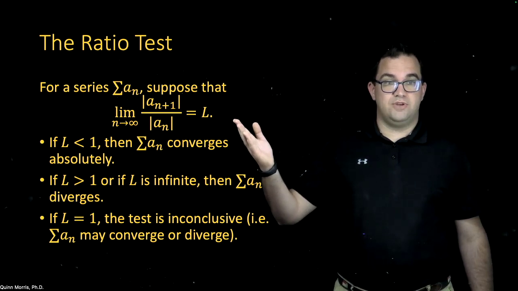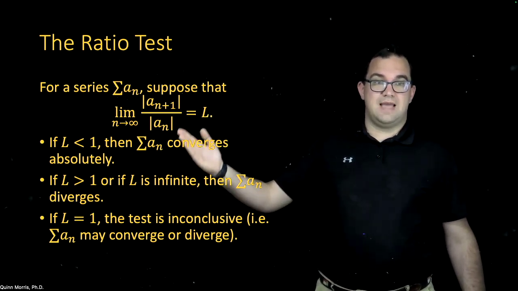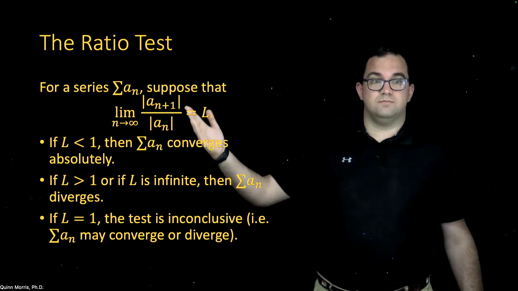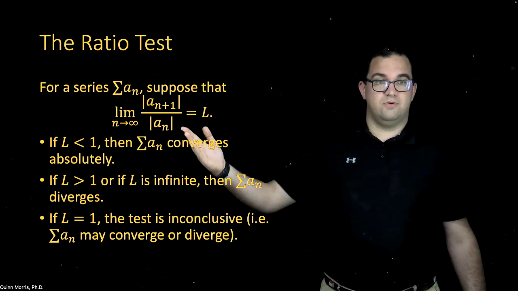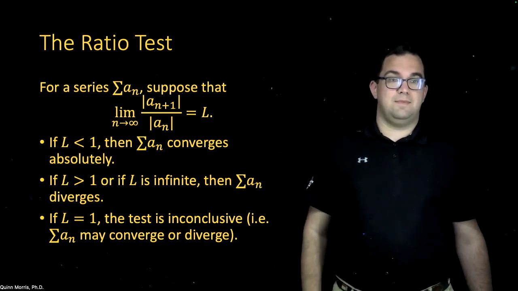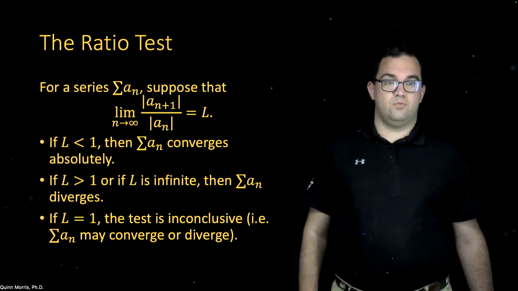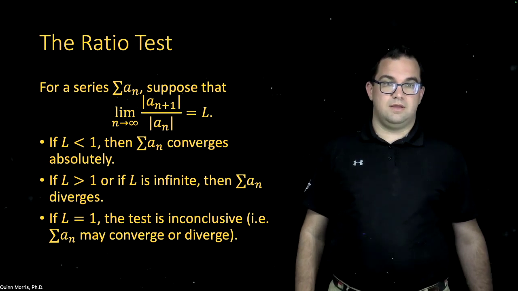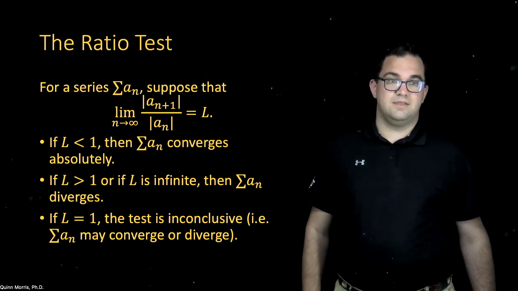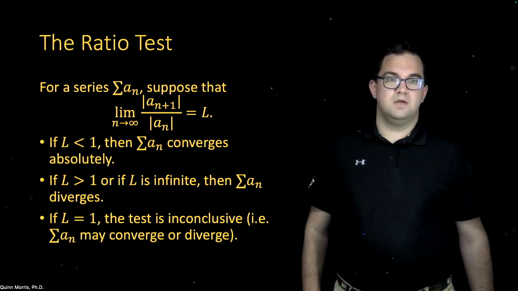So for the ratio test, you're looking at the limit as n goes to infinity of the absolute values of successive terms. So the absolute value of a sub n plus 1 over the absolute value of a sub n. If that limit is less than 1, you get absolute convergence. If that limit is greater than 1 or infinite, again, you get divergence. And if the limit is equal to 1, then the test is inconclusive. The series could either converge or diverge.